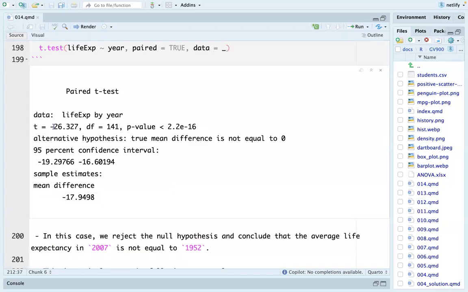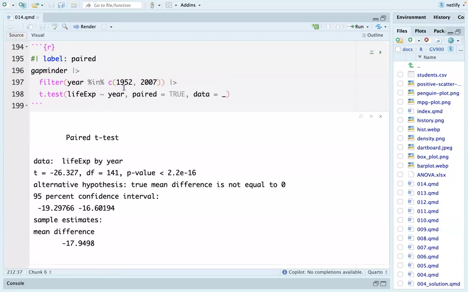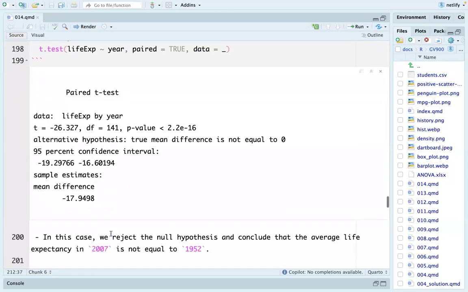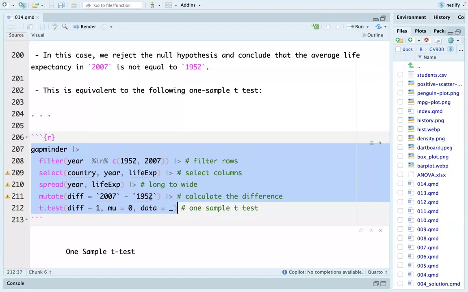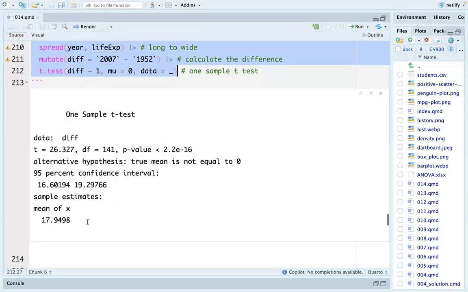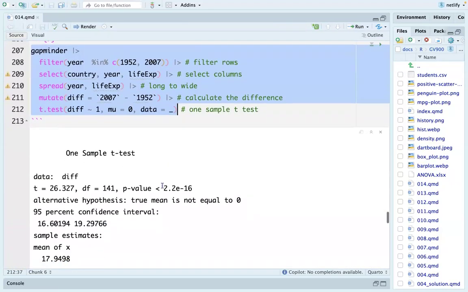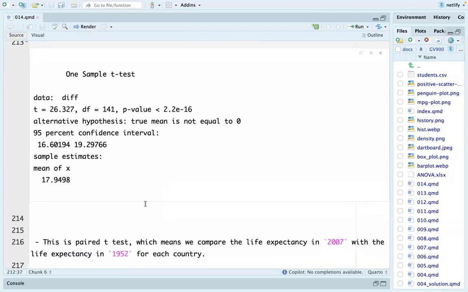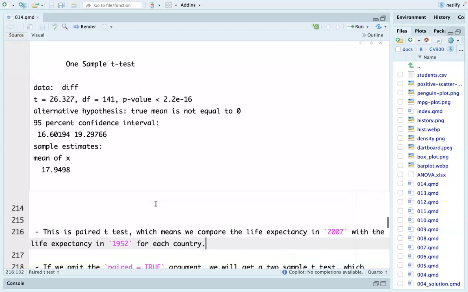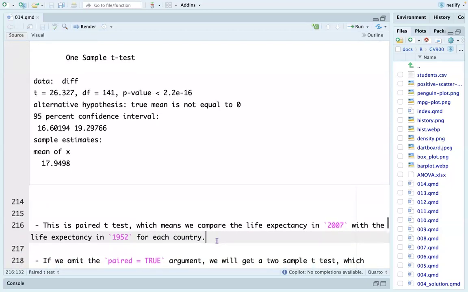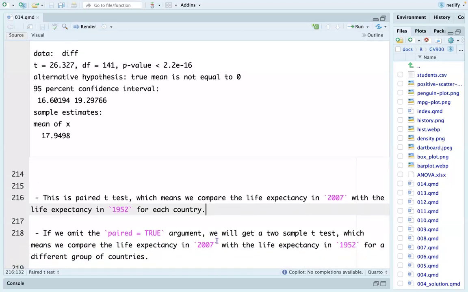The sign is different because here we use 1952 minus 2007, and here we use 2007 minus 1952. So the sign here should be minus, and here should be minus. This also should be minus, but the p-value is the same. You see, the p-value is the same, because the p-value is pretty small. So we should reject the null hypothesis.